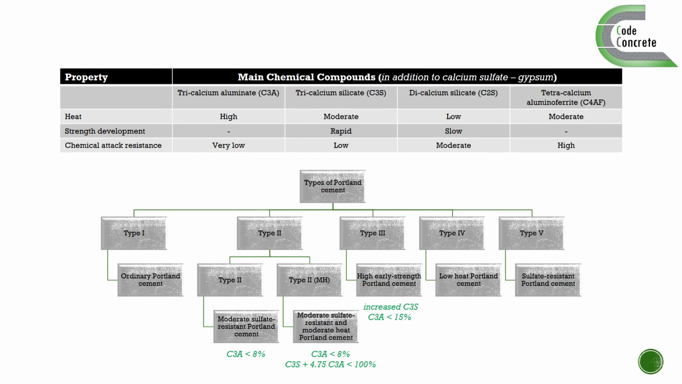For type 3 Portland cement, which provides high early strength, the amount of tricalcium silicate C3S is increased. For type 4 Portland cement, which has low heat generation, the amount of dicalcium silicate C2S is increased. For type 5 Portland cement, which is sulfate resistant, the amount of tricalcium aluminate C3A is more limited than that of type 2, in addition to limiting a certain combination of tricalcium aluminate C3A and tetracalcium aluminoferrite C4AF.